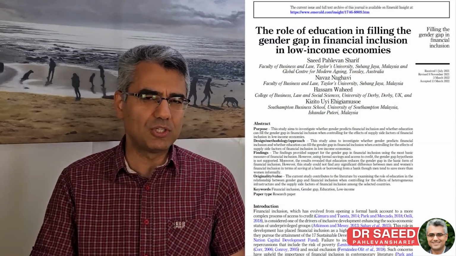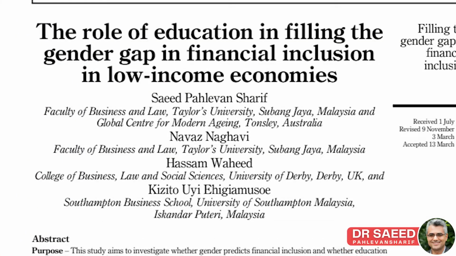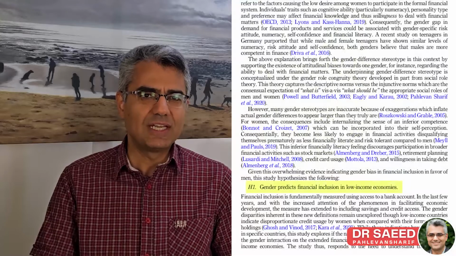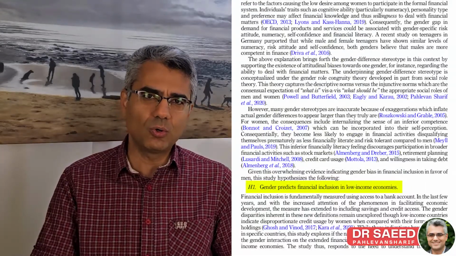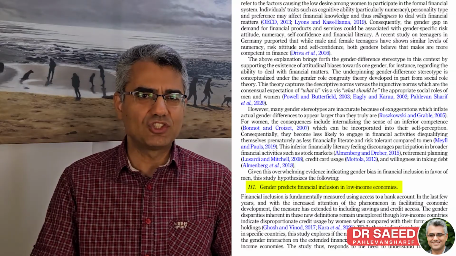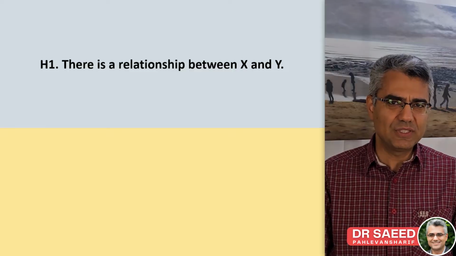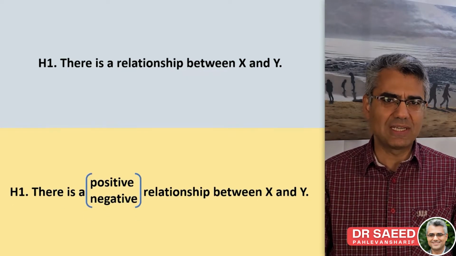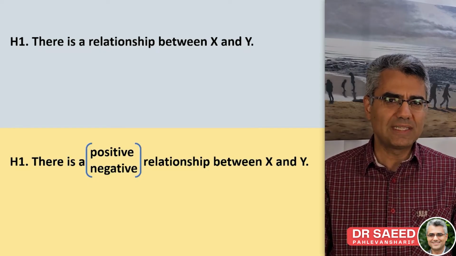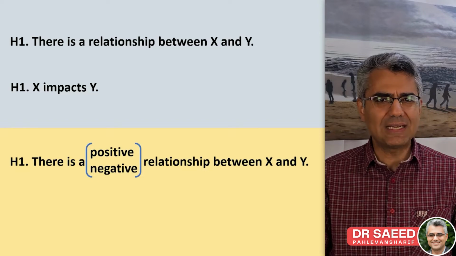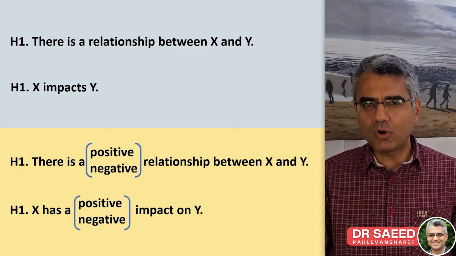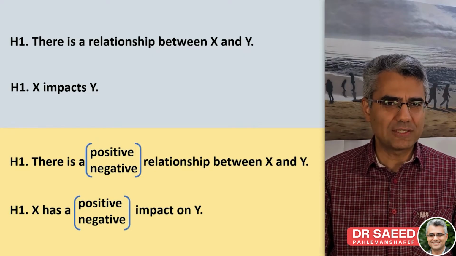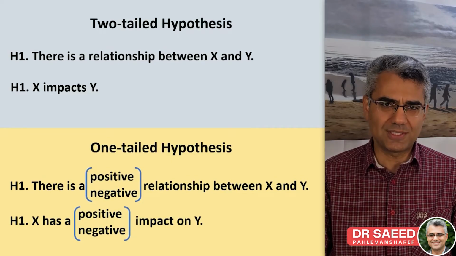As an example for directional hypothesis, see the hypothesis we stated in our paper published in International Journal of Emerging Markets. The first hypothesis is H1, gender predicts financial inclusion in low-income economies. This means we hypothesize that gender causes financial inclusion. Now you may ask, instead of there is a relationship between variable x and variable y, can I state my hypothesis as there is a positive or there is a negative relationship between variable x and variable y? Or instead of variable x impacts variable y, can I state my hypothesis as variable x has a positive or negative impact on variable y? This is an important concept and it's about one-tailed and two-tailed hypothesis.